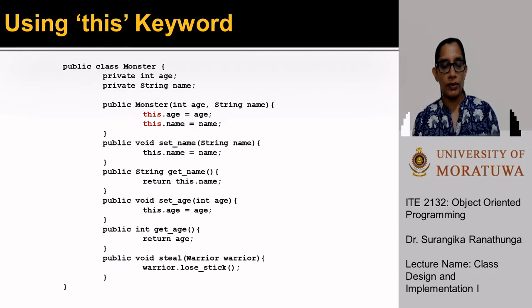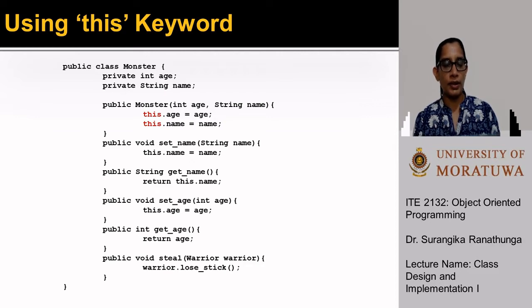Now, if you look again at this full code, you can see the name of the attribute is age. We have private int age. Similarly, in the monster constructor, the incoming parameters have the same names. So int age and String name are similar to the attribute names we have used. Now, suppose that the this keyword was not there, what would happen? age equals age, name equals name. That is confusing to the compiler.